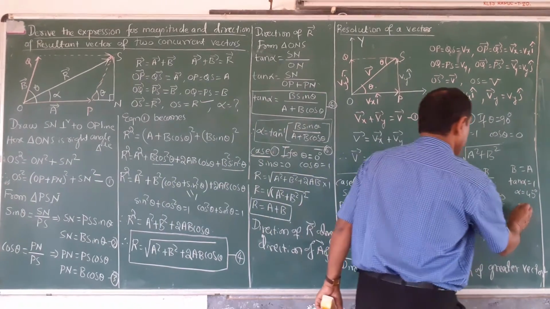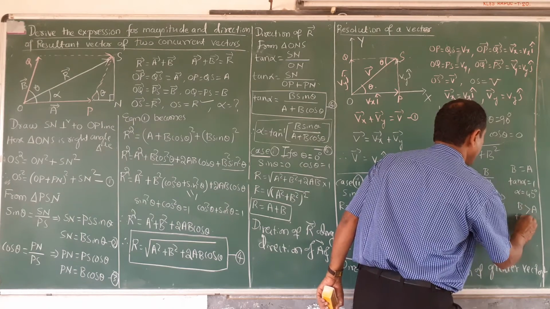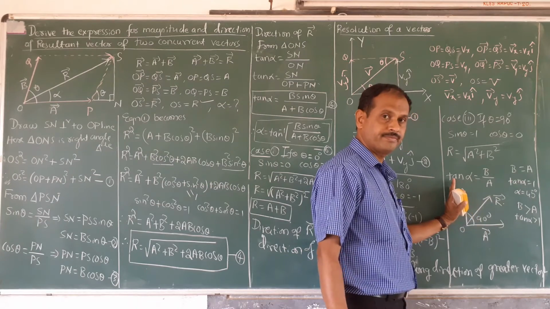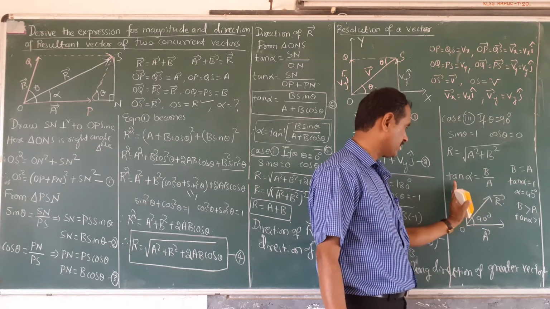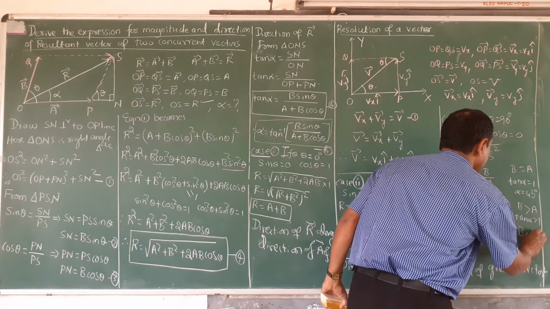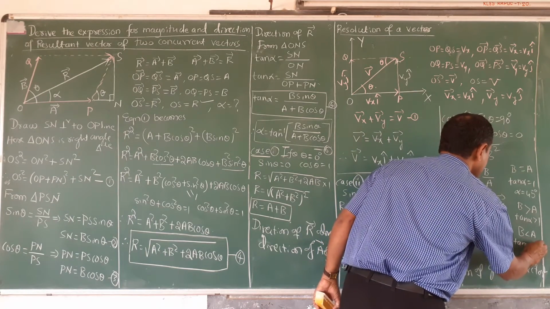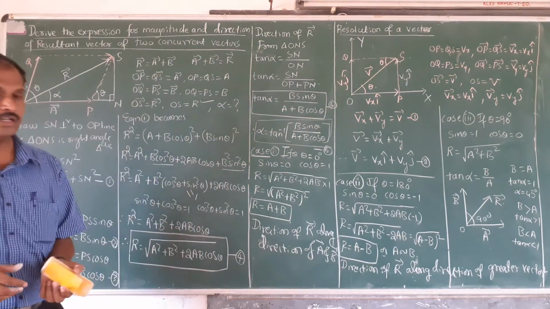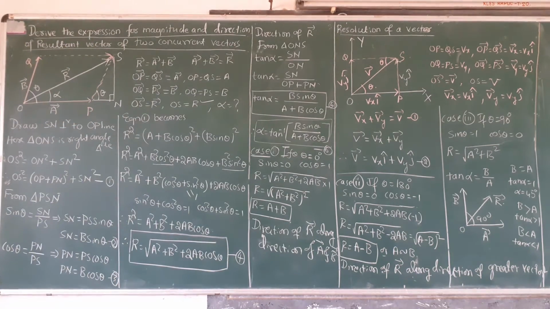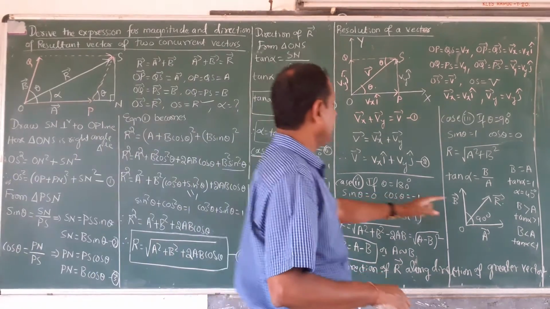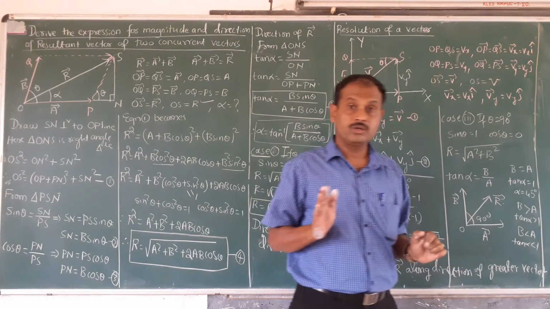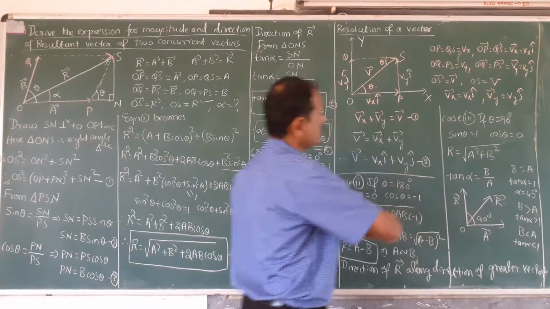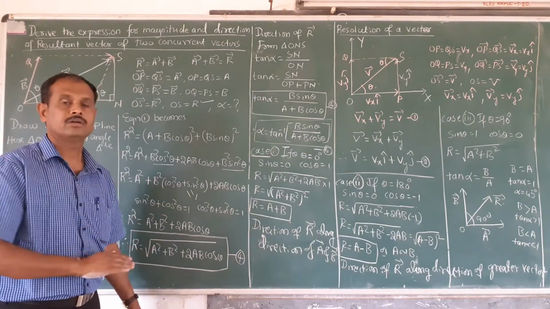Suppose B greater than A, then tan alpha is greater than 1, and then it is towards B. If B is less than A, tan alpha is less than 1, and then it is towards A. That is, if unequal vectors are acting at a point, then the direction of the resultant vector is towards the greater vector. Whichever vector is greater, the resultant moves to that side.